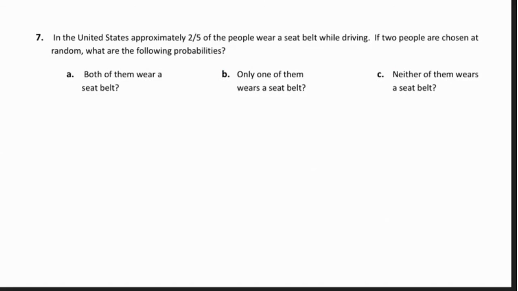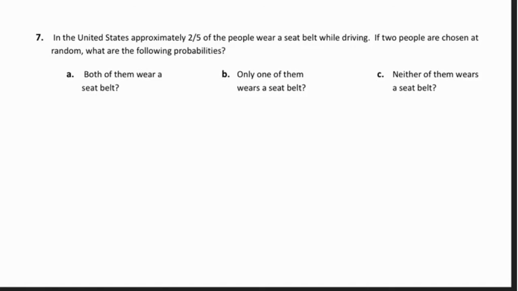Okay, and then lastly on number 7, we just have some compound probability problems that'll help you figure out stuff. So it says, in the United States, approximately 2/5 of the people wear a seatbelt while driving. If 2 people are chosen at random, what are the following probabilities? So on A it says, what is the probability of both of them wearing a seatbelt?